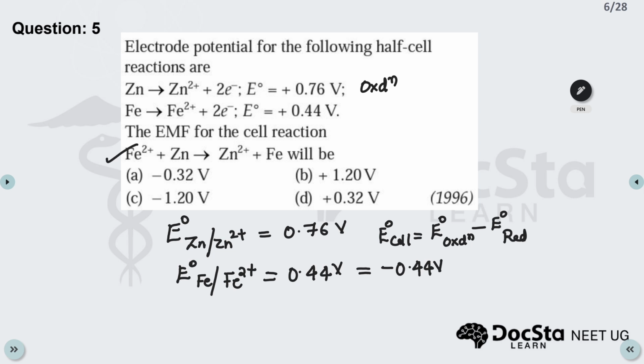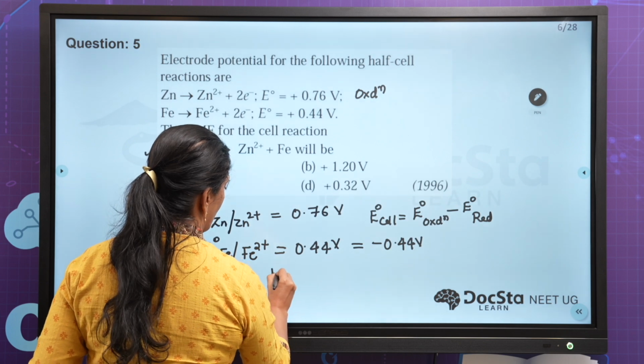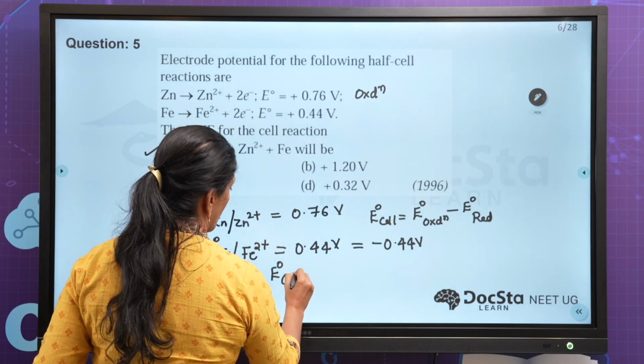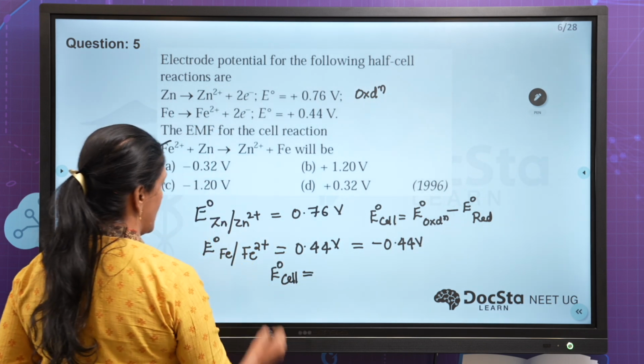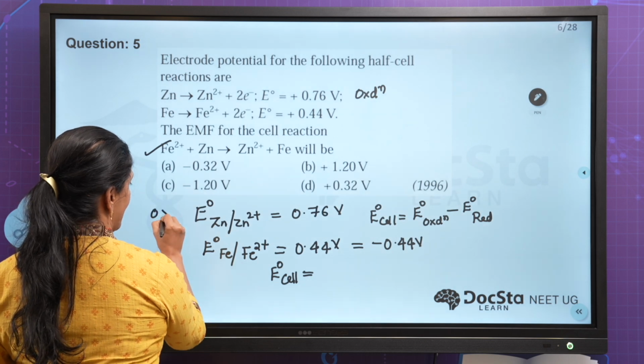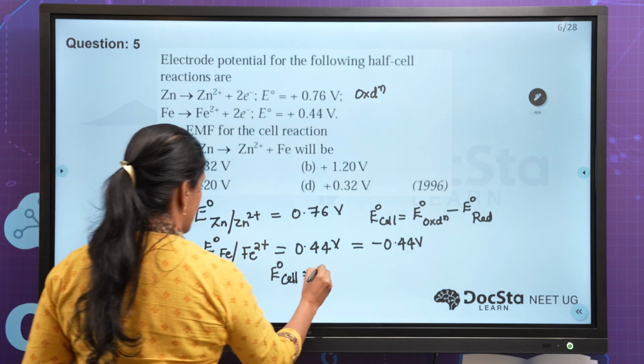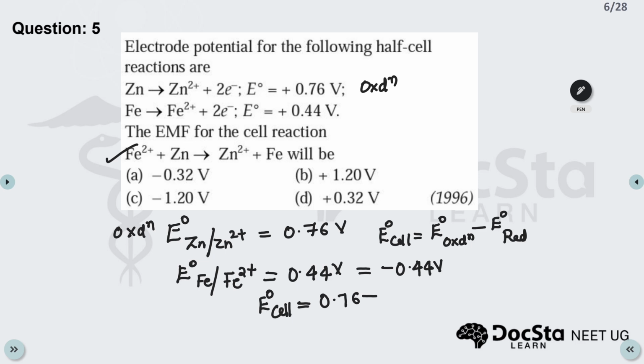So now you can substitute the value for the E0 cell. E0 cell is equal to, oxidation is taking place at the zinc electrode and its value is 0.76 minus the value of the reduction potential, which is minus 0.44 volt.